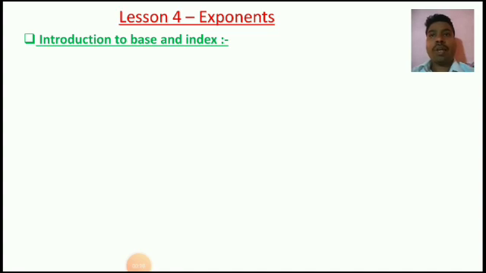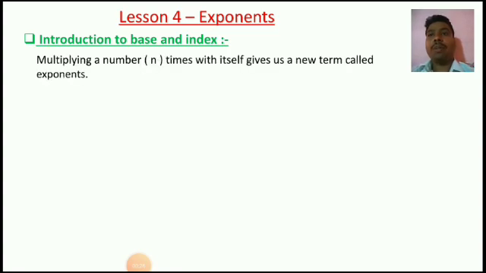So first topic is introduction to base and index. In this topic first we'll see the definition of exponent. The definition of exponent is multiplying a number n times with itself gives us a new term called exponent.